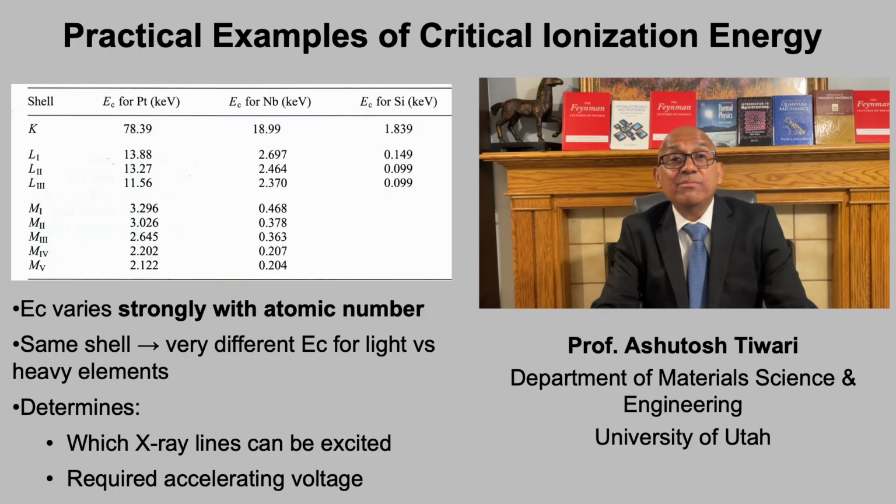For platinum, the K shell critical energy is nearly 80 kV, far beyond typical SEM operating conditions. As a result, platinum K lines are not accessible in SEM, and analysis relies on L and M lines instead. This is why beam energy selection is always element dependent in X-ray microanalysis.